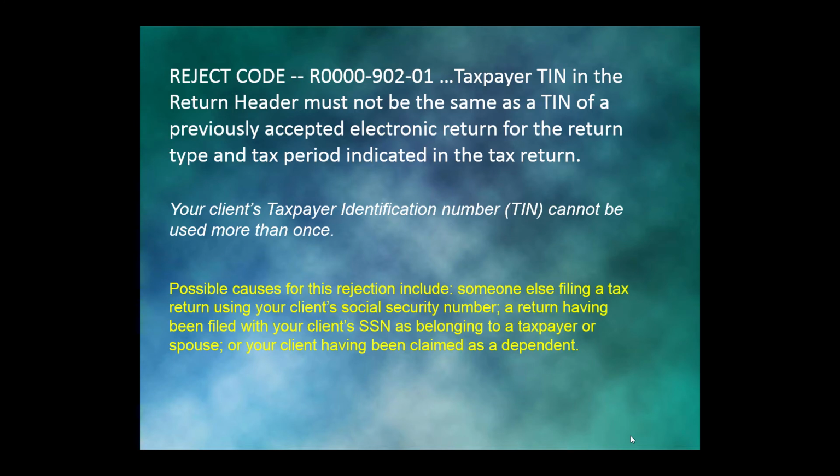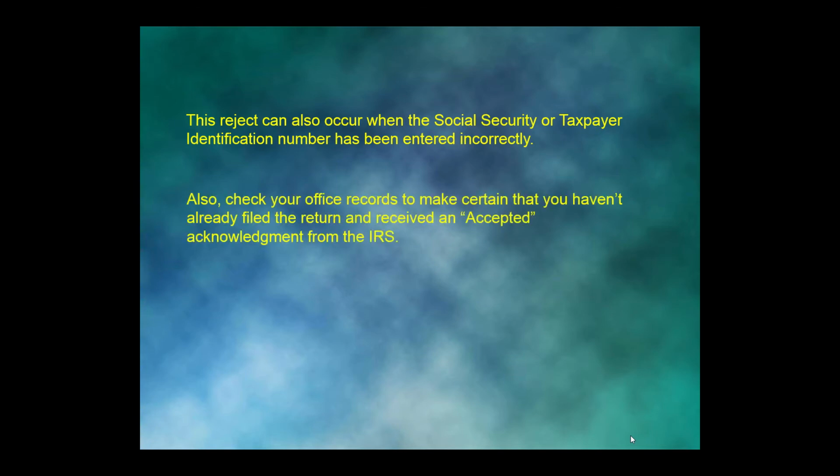Possible causes for this rejection include someone else filing a tax return using your client's social security number, a return having been filed with your client's SSN as belonging to a taxpayer or spouse, or your client having been claimed as a dependent on another return. This reject can also occur when the social security or taxpayer identification number has been entered incorrectly. Also, check your office records to make certain that you haven't already filed the return and received an accepted acknowledgement from the IRS. If all other possibilities have been exhausted, your client may be the victim of identity theft.